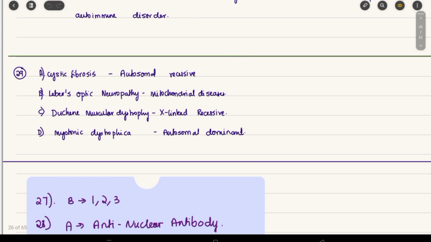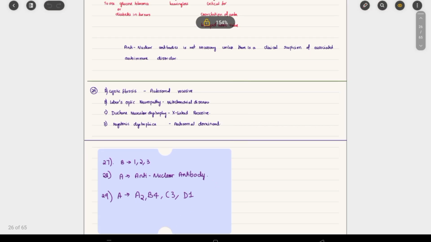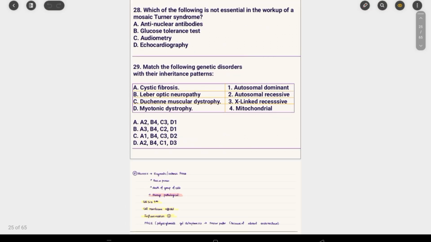See, cystic fibrosis is autosomal recessive, Leber optic neuropathy is mitochondrial disease, Duchenne muscular dystrophy is X-linked recessive. The males are more affected. If the question mentions a male with some muscular problems, you can suspect Duchenne muscular dystrophy. Okay, this is also a very, very important question, even in physiology. Myotonic dystrophy is autosomal dominant. So the option is A.